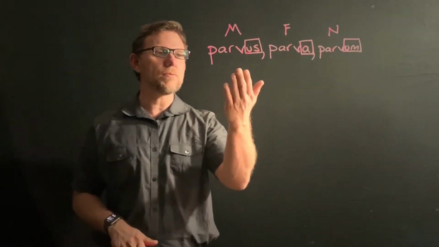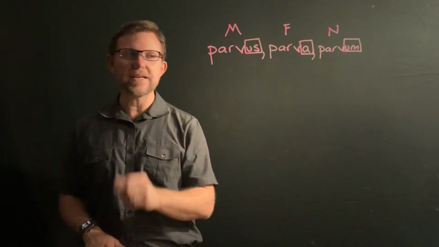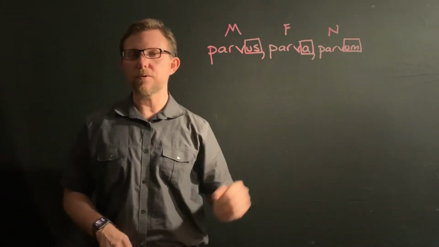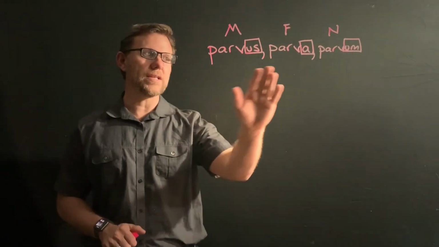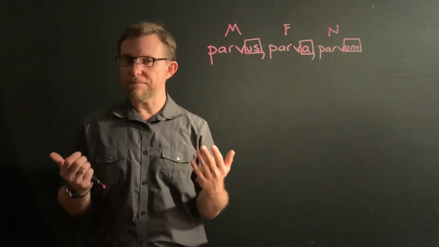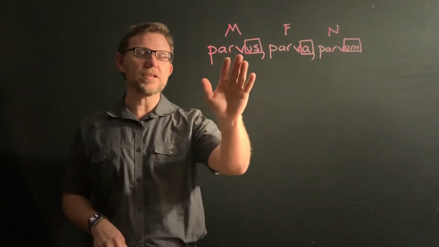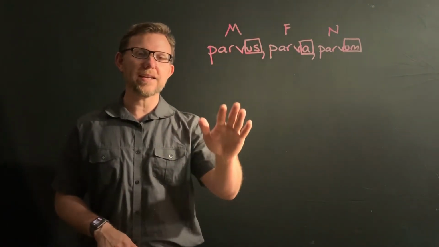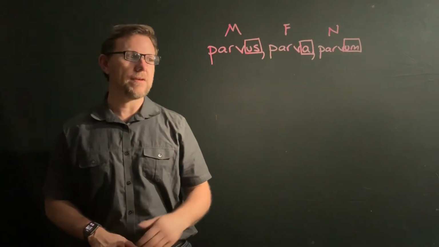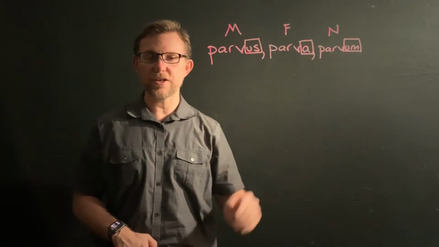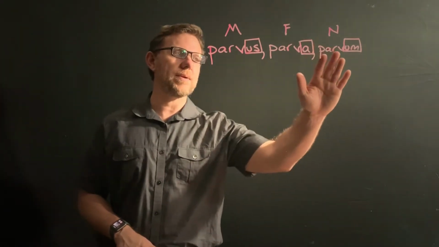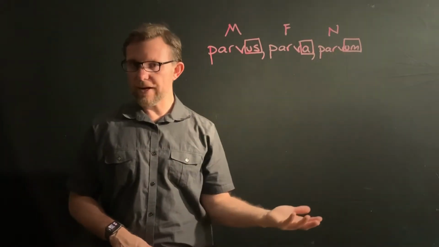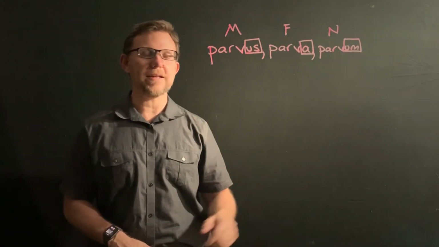So, if we're using the word little to describe a feminine noun, we need to use a feminine form of the adjective. If we're using the word little or parvus to describe a masculine noun, then we need to use a masculine ending. So the masculine endings are going to be your second declension masculine endings. The feminine endings are going to be your first declension endings. And the neuter endings are going to be your second declension neuter endings. There's nothing tricky about that at all.